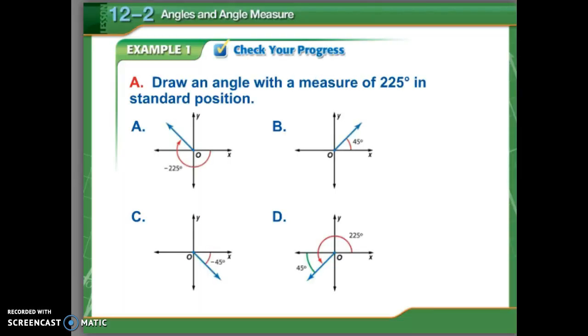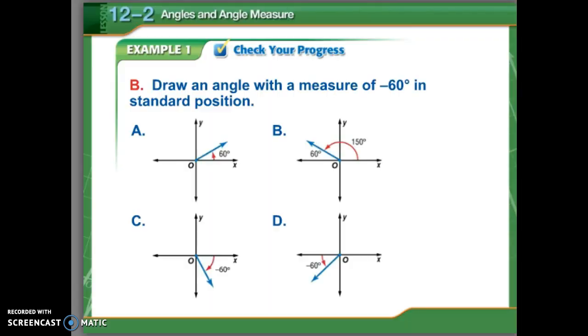Okay, check your progress. Not going to show the answer for these, but you need to sketch the angle of 225 degrees on a sheet of paper and then pick the letter choice for your answer. Part B, we're going to draw an angle with a measurement of negative 60 degrees and then do it on your sheet of paper and pick your answer.